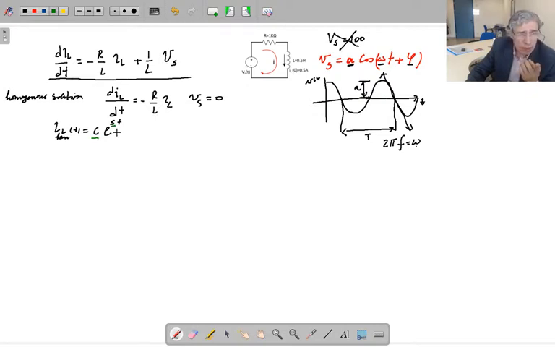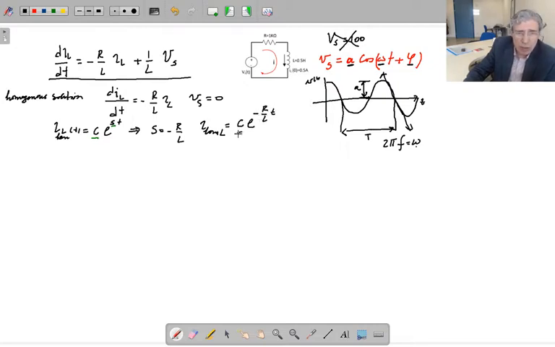How do we calculate that S, the characteristic root? You get S equal to minus R over L, that's the coefficient of IL in this equation. So we found S, then the homogeneous solution IL is equal to C times e to the power minus R over L t.